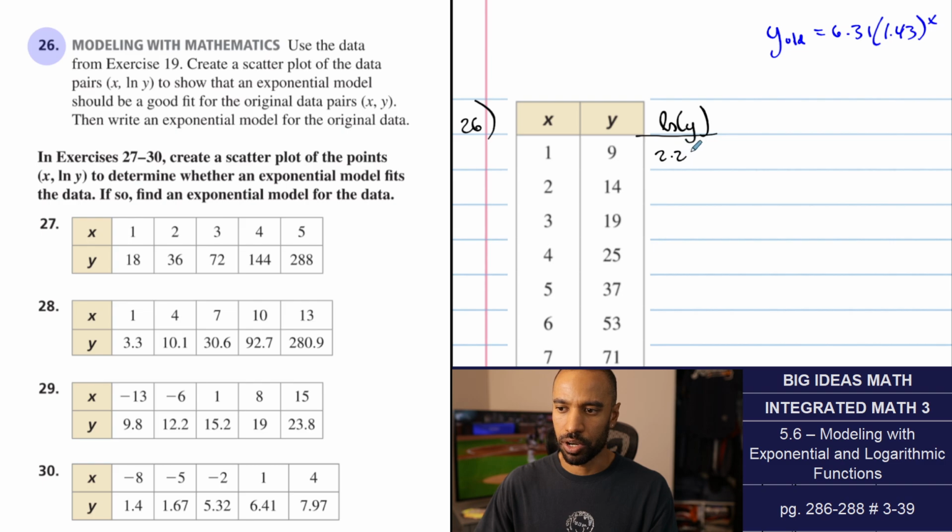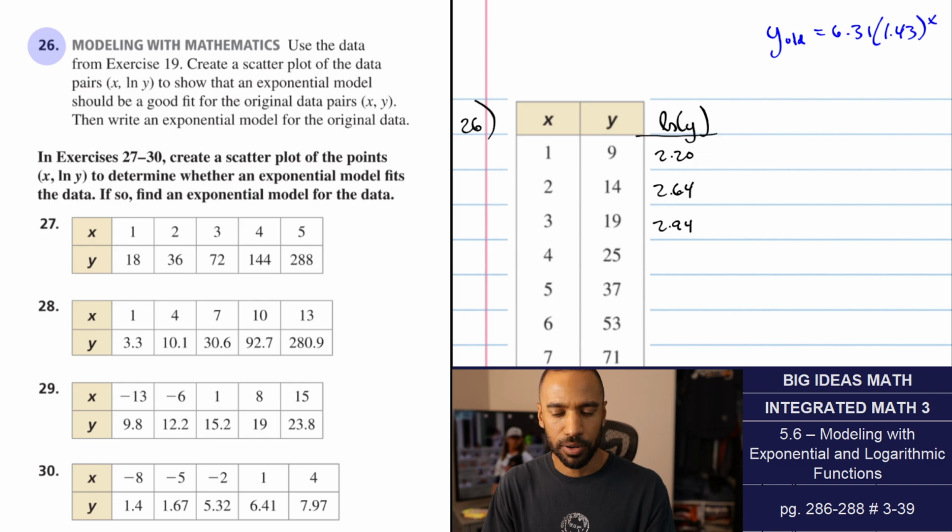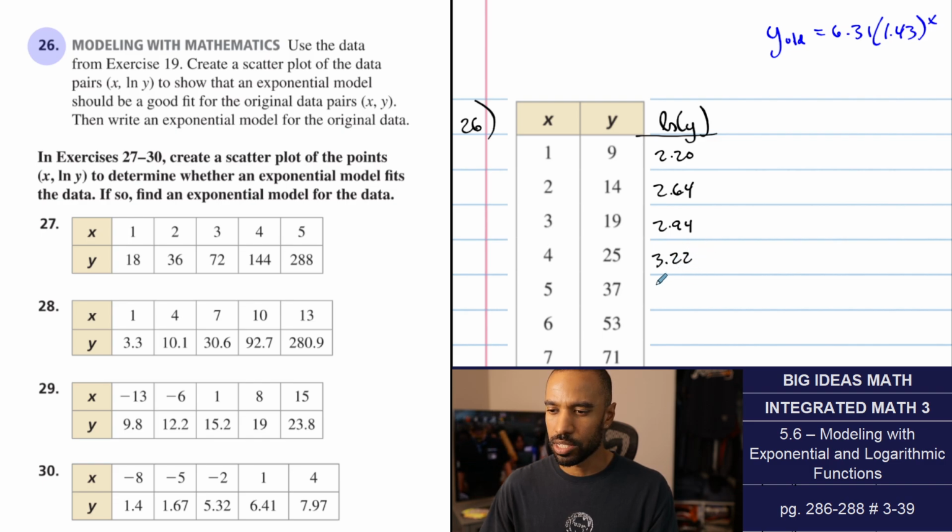so 2.20, 2.64, 2.94, natural log of 25, 37, 53, and 71. These numbers I'm getting 3.22, 3.61, 3.97, and 4.26. Okay.